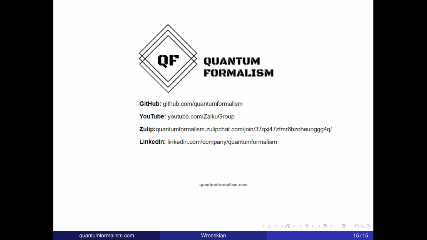And next time we will continue on with second order linear homogeneous differential equations with constant coefficients, and we'll look at those cases where we don't have real distinct roots. So the complex roots case and the repeated roots case.